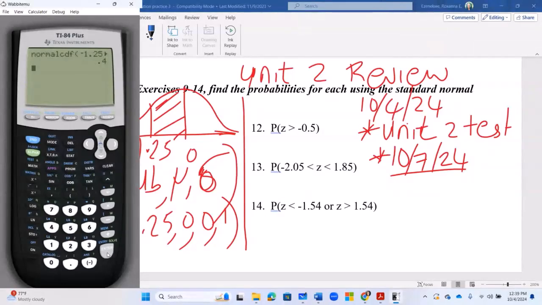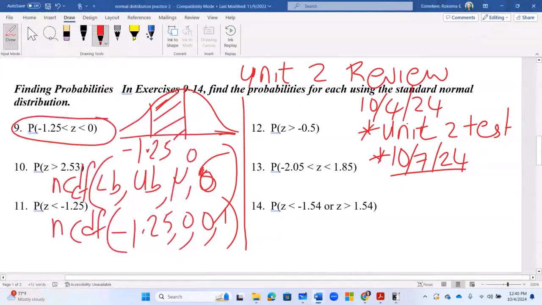It tells me that the area is 40%. We need to remember that area cannot be negative. It doesn't matter how, area can never be negative. So area under the normal curve is always positive. So that says that the area between is 40%. I am just going to write this area is 0.4. Okay, this is area between.